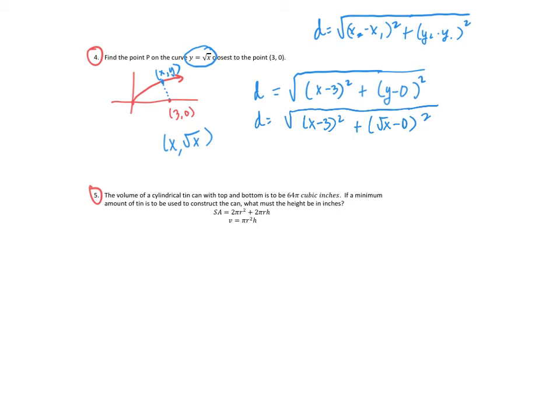Okay, so before I derive this, I'm going to clean it up. I'm going to FOIL things and combine like terms and then derive it.